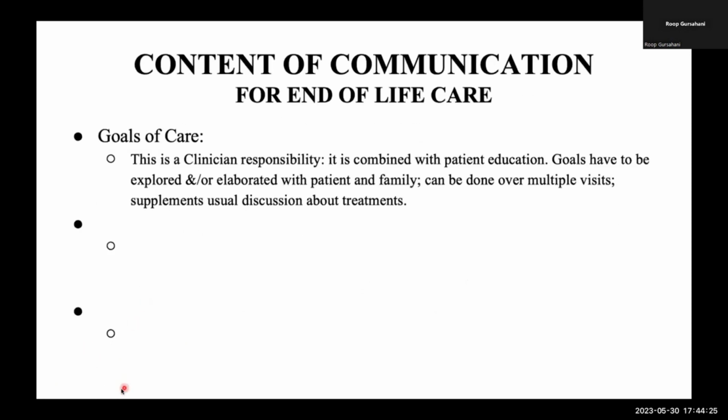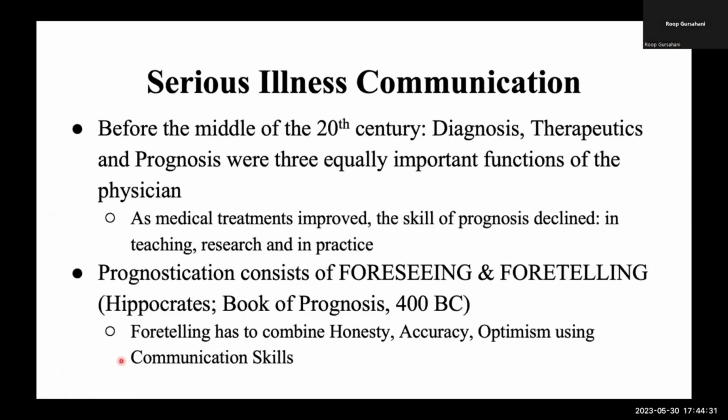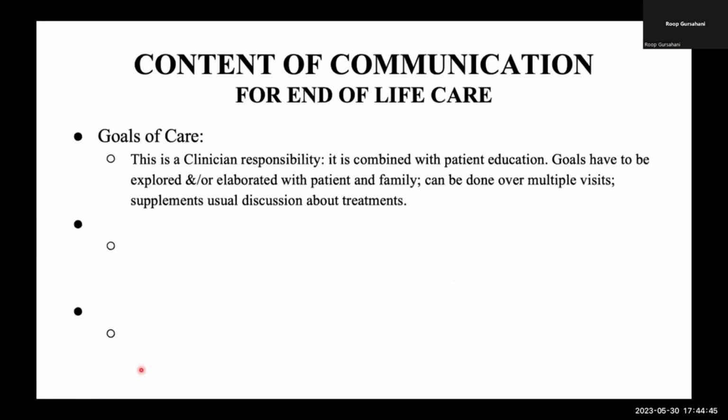What do you have to communicate? One more small point: I believe that if you do not commit to foretelling, your foresight is also at risk. So prognostication is a joint function, foreseeing and foretelling, and you do both for your skill to sustain. Okay, so what do you talk about? The first is you talk about goals of care.